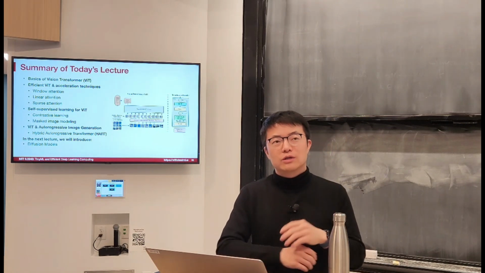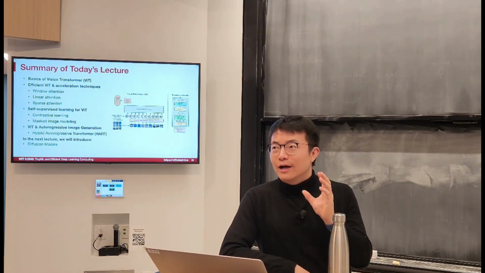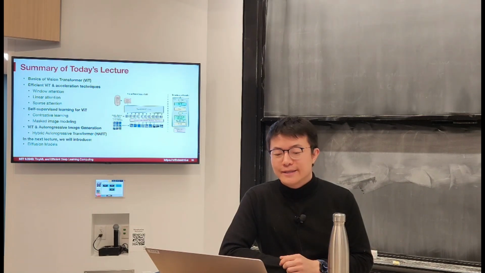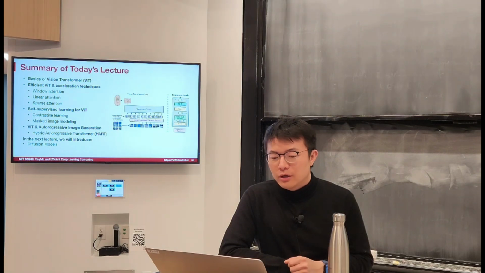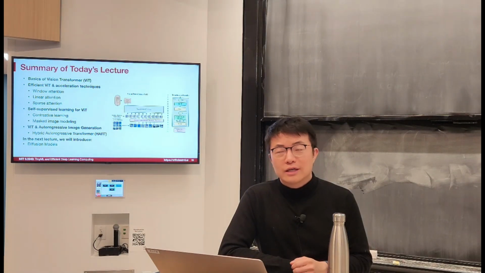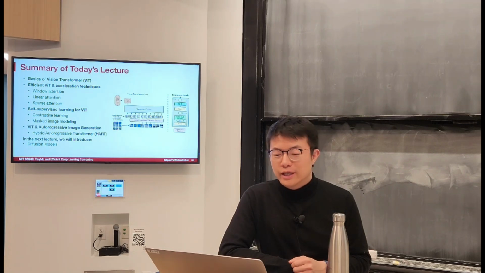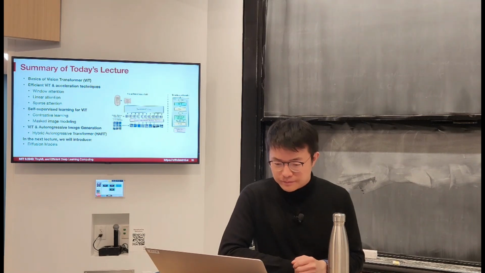We can first try the window attention, so everything is constrained locally within that window. We can also use linear attention using EfficientViT. Or use sparse attention, where not all the windows need to be attending to each other. And then we talk about how to deal with the data efficiency of ViT, basically not requiring a lot of well-labeled data, but using self-supervised learning, including contrastive learning and also masked image modeling.